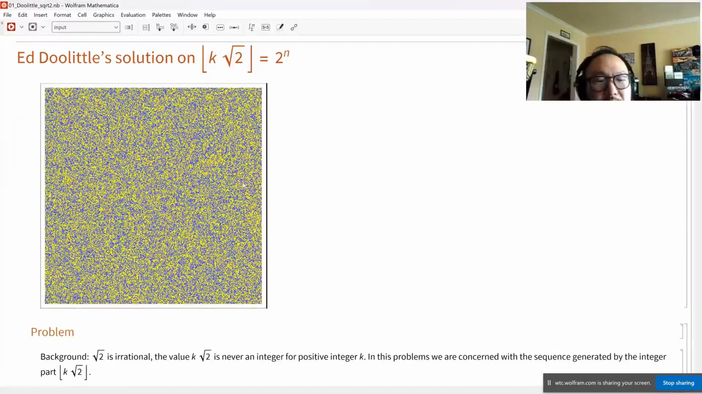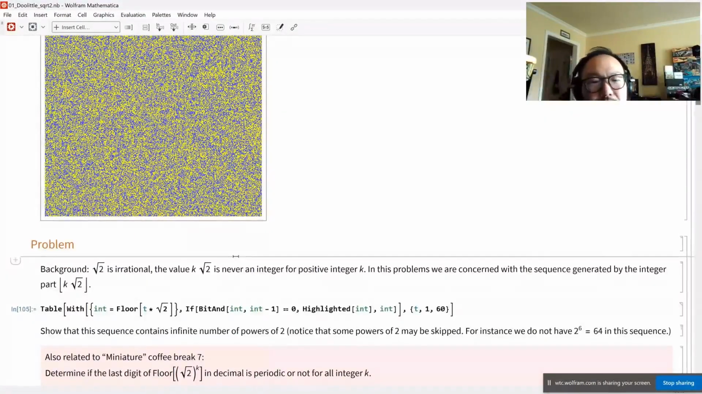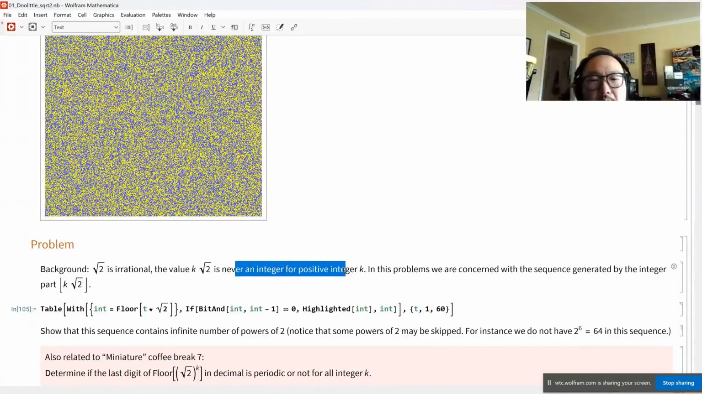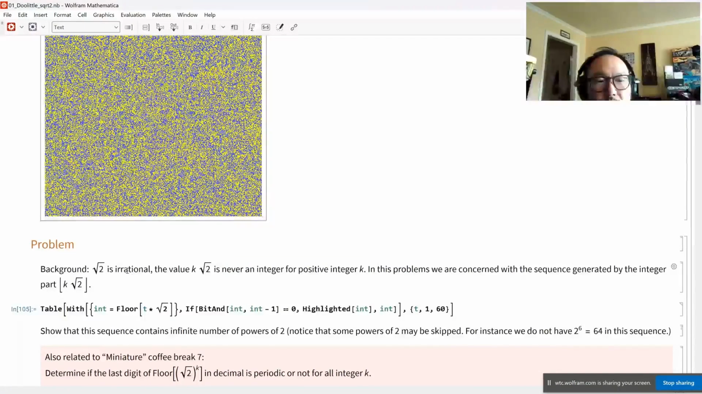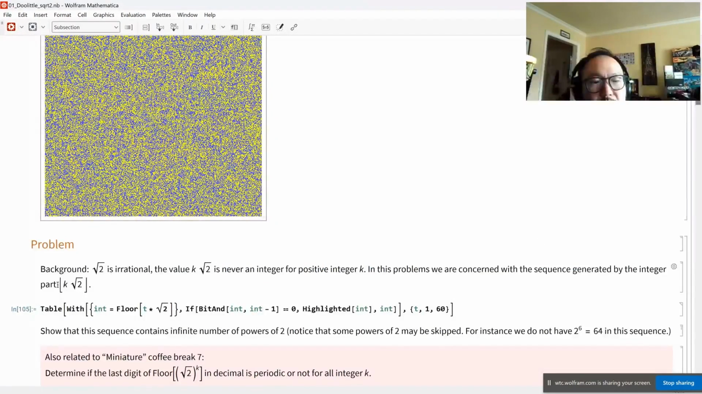The problem is very straightforward. It gives you some simple background: we know the square root of 2 is irrational, so the value k times the square root of 2 is never an integer for any positive integer k. For example, if a number is rational, like 5 over 3, then multiplying by 6 gives an integer. But because the square root of 2 is never a fraction, regardless of the choice of k, you will never get an integer. So in this problem, we're concerned with the sequence generated by the integer part of k times the square root of 2.